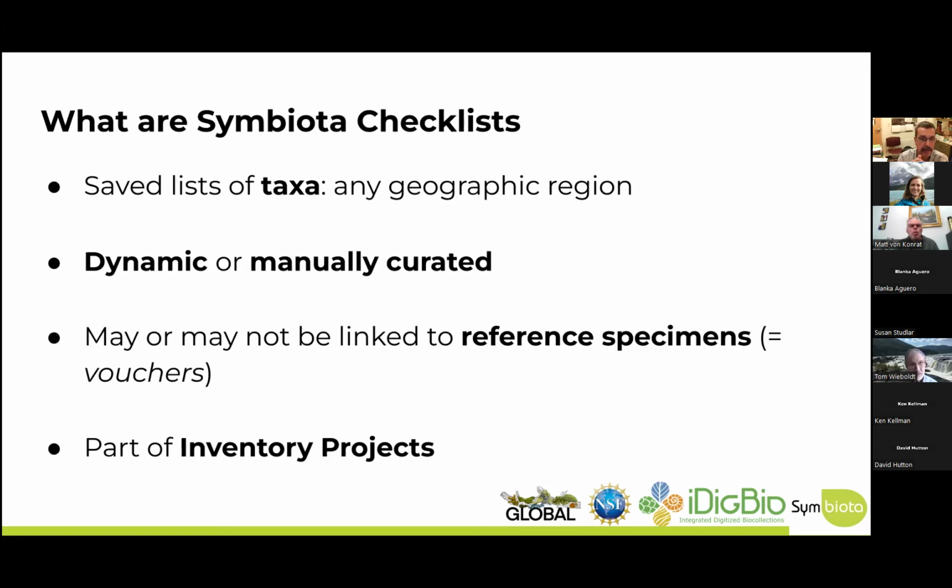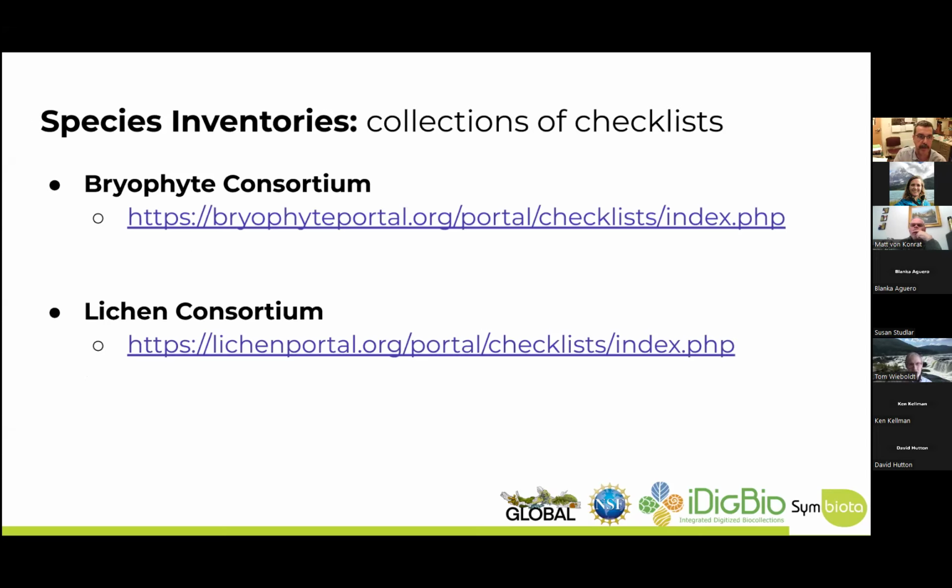When you do that, you may or may not select certain reference specimens that you think are good vouchers documenting why a certain species occurs in your area. Generally, these checklists are children of what's called inventory projects, so they can be grouped together in larger projects. You might have several checklists, for example all the checklists from the United States, and then several checklists in that project from, say, Arizona, North Carolina, whichever state you're working on.